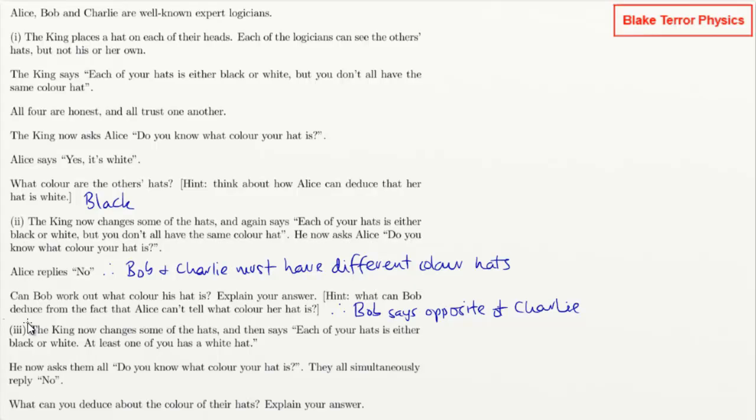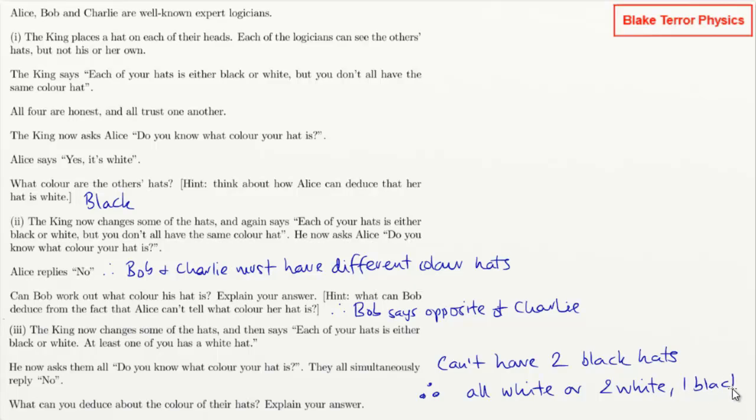Explain your answer. Right, so there can't be 2 black hats there, can there? Because otherwise someone would say, well, I can see 2 black hats, so I must have a white one. So we can't have 2 black hats. That'd be it then, wouldn't it? Therefore, we've got all white or 2 white, 1 black. Okay, explain your answer. So that was that one.